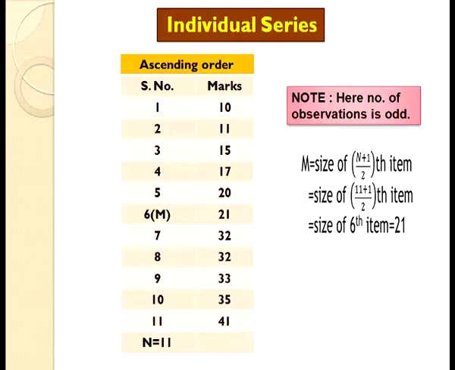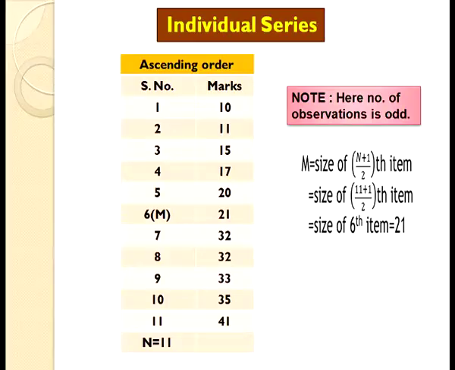(11 plus 1) by 2th item. Why? Because median size is equal to (n plus 1) by 2th item. (11 plus 1) by 2th item gives the 6th item. Now, the next step: locate the 6th value in the marks. The 6th value is 21 marks. So our median is 21 marks.